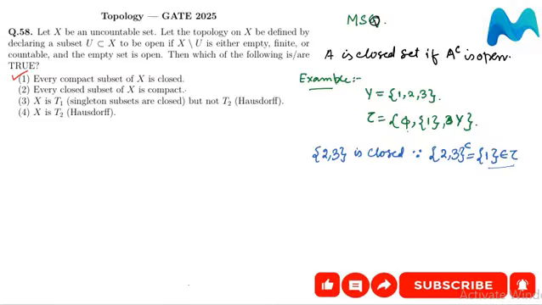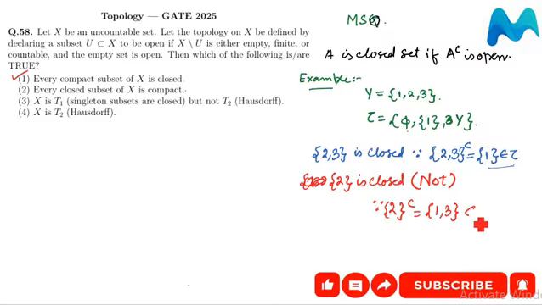Now, is {2} a closed set? No, it is not. Why? Because the complement of {2} is {1,3}, which does not belong to the topology. So this means that whenever a set's complement does not belong to the topology, it is not closed.